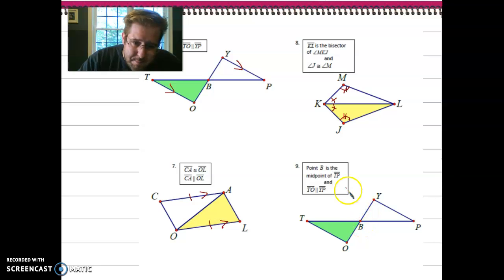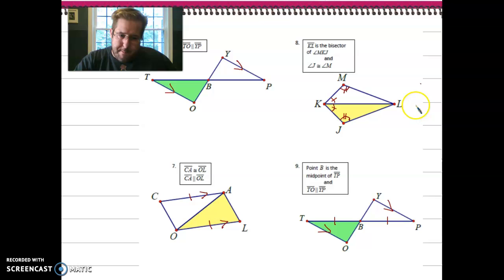Point B is the midpoint of TP. Now, that means this and this are the same. It does not prove that these 2 are the same. Because it says it's the midpoint of TP, it does not say that point B is the midpoint of OY, at least not yet. And TO and YP are parallel.